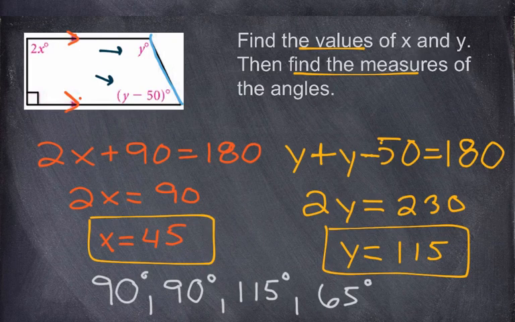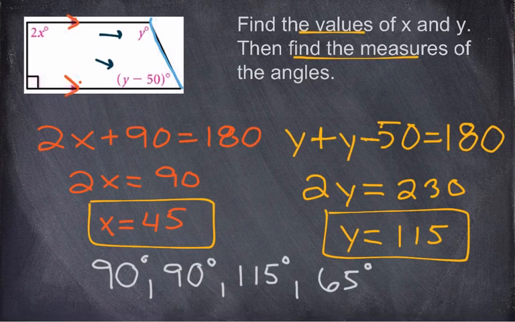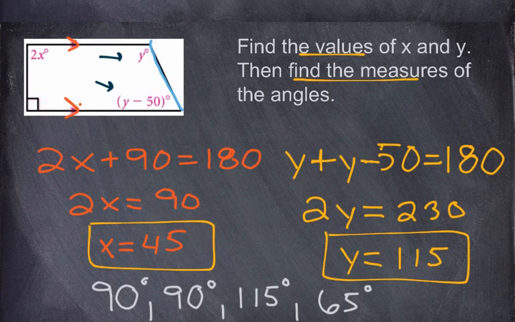Now if you want to check your work, a four-sided figure has 360 degrees on the inside. So if you were to add these up, you should get 360 if you did this correctly. Okay? But that's how we do these.